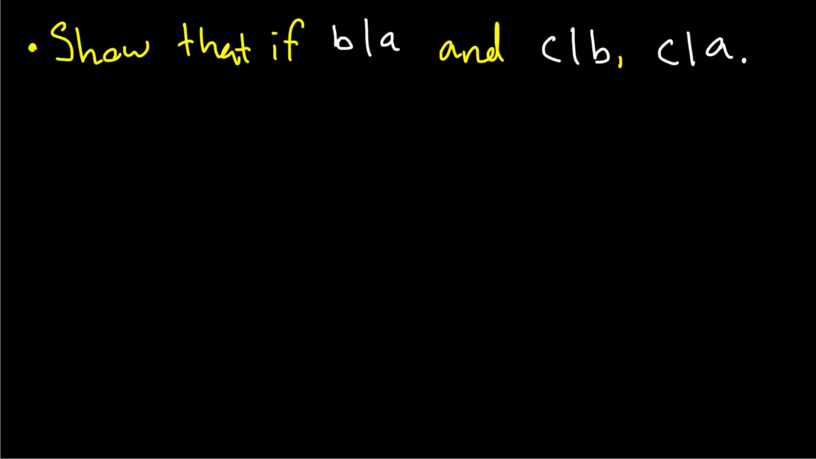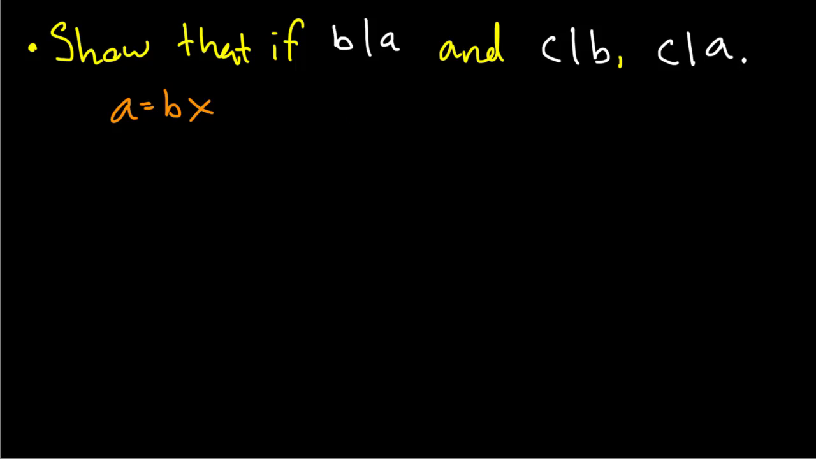So say we have some integers a, b, and c. We want to show that if b divides a and c divides b, then c also divides a. Now, let's kind of rip apart these definitions. We're showing that b divides a. That means there's some integer, we'll say x, such that a is equal to b times x, right? That's just the definition of divides. You can go back to the beginning of the video to review that.